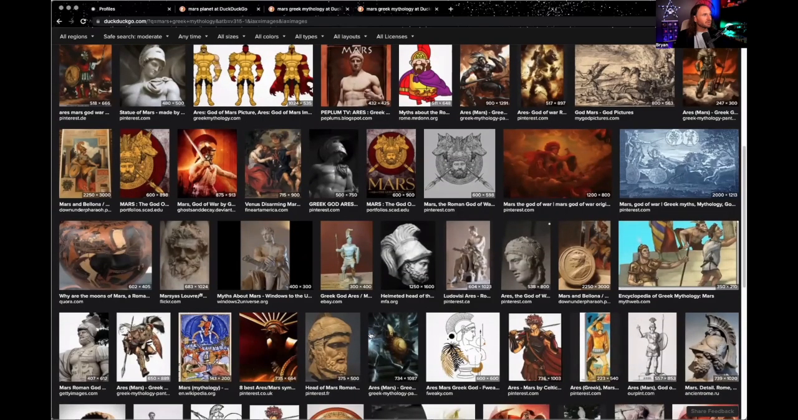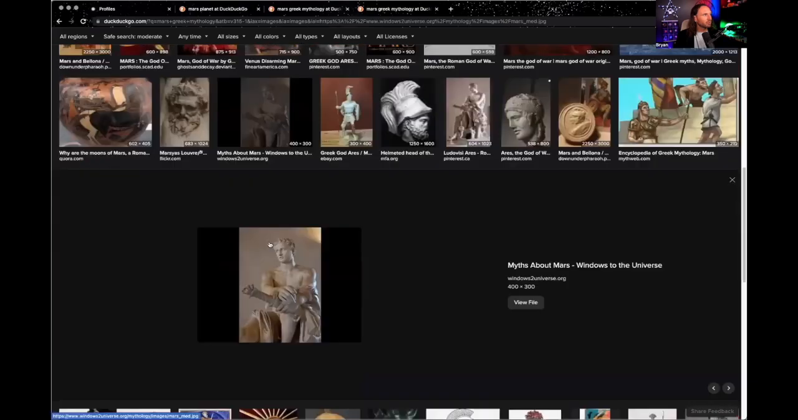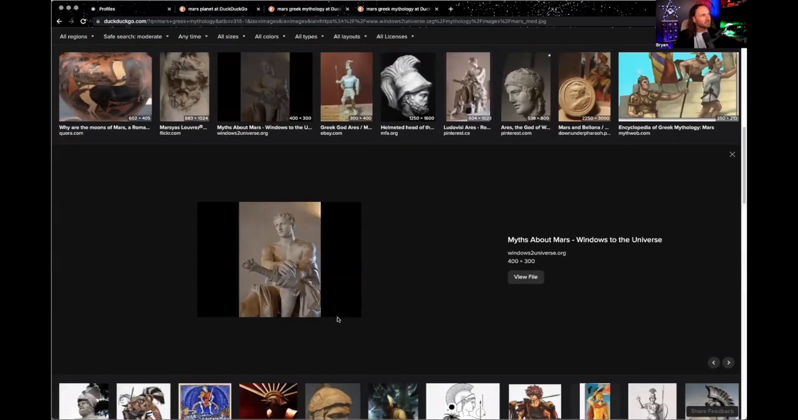And there's definitely some more regal pictures of Mars too, which I think this is a good one. You know, when Mars comes back from war, Mars isn't always just fighting. Mars is enjoying time with Venus and enjoying other aspects too.